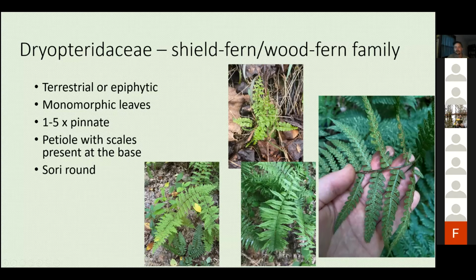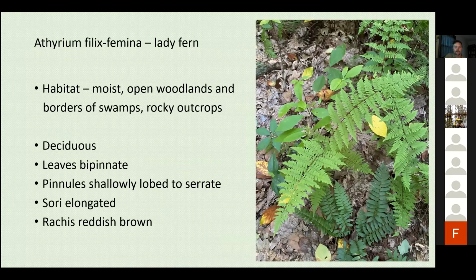This is where a lot of the species that we're going to cover, this is the family that a lot of these are in. Our first one is the lady fern, Athyrium filix-femina. This grows in open woodlands and the borders of swamps, rocky outcroppings. It's a pretty wide habitat range. These are deciduous plants that are bipinnately compound. Once and twice again.